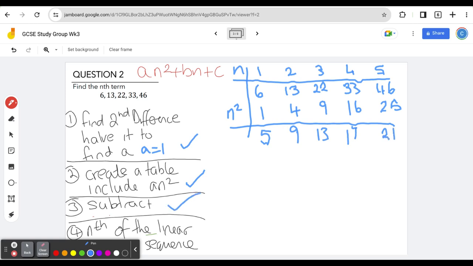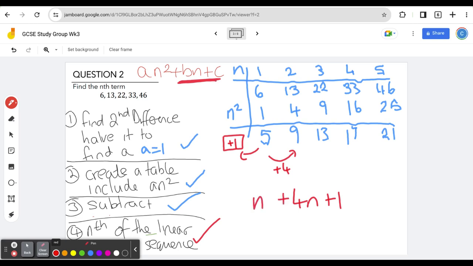And now I need to find the nth term of this linear sequence that's been left behind. This linear sequence is going up in 4s, so I know that it's going to start with 4n. And if I go backwards to the 0 term, it would have come from plus 1. So the linear sequence is 4n plus 1. So that's this part sorted. And I've already found the first part, which is n squared. So that is my final answer.